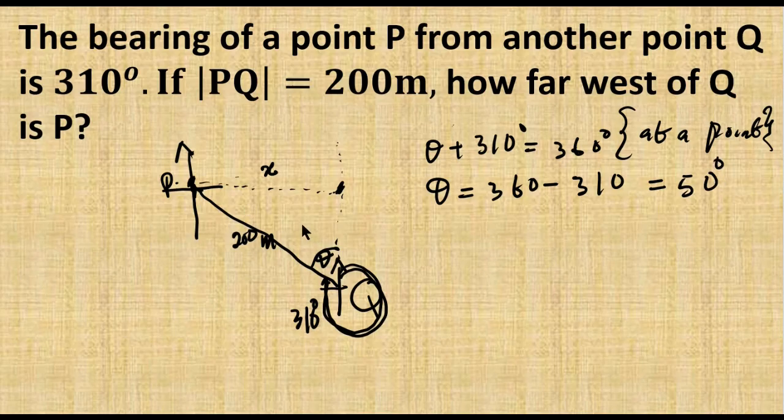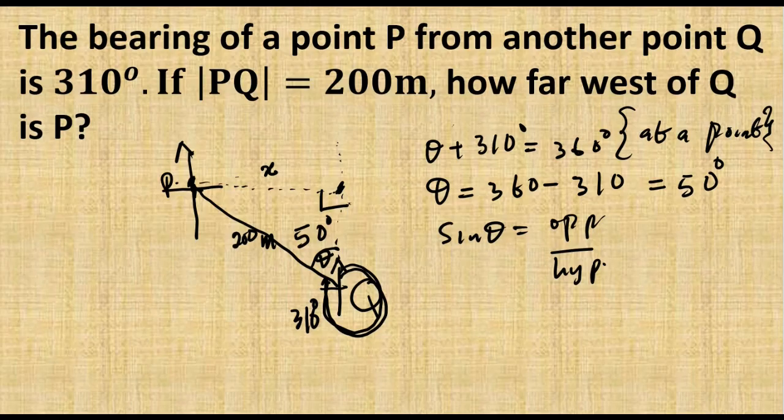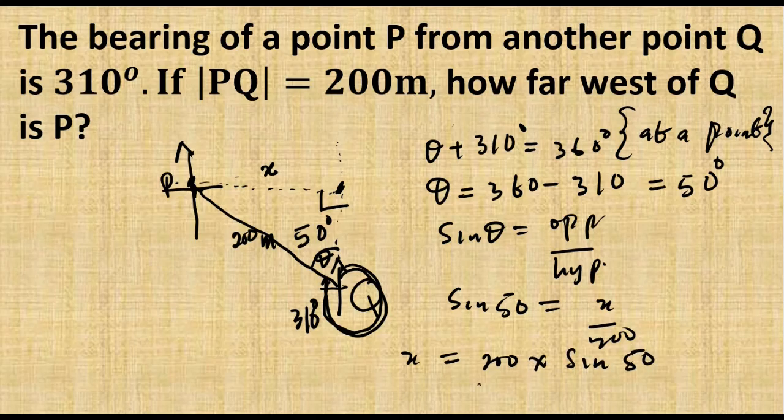Now, since theta is given to be 50 degrees, obviously I can apply SOHCAHTOA to solve for x. Now, we know that sine theta is equal to opposite over hypotenuse. And this also actually is a right angle triangle, so that sine of 50 degrees will be equal to x over 200. So that x now will be equal to 200 times sine 50.